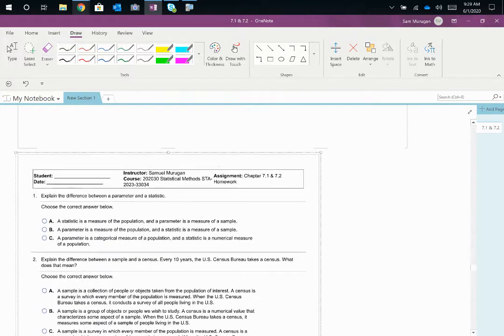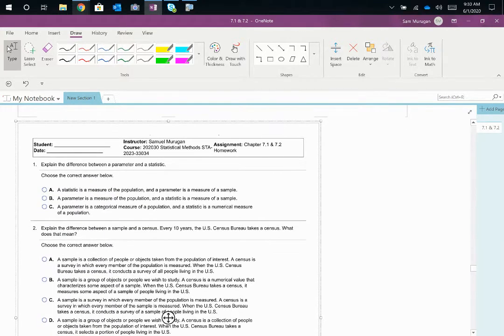All right, let's look at some of the homework questions. Some of the definition questions I'm not going to answer for you. I'm going to do maybe random ones. Explain the difference between a parameter and a statistic. So remember that a parameter is a measure of the population, a statistic is a measure of the sample.